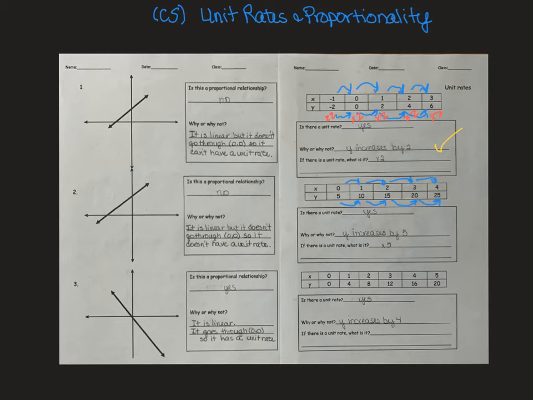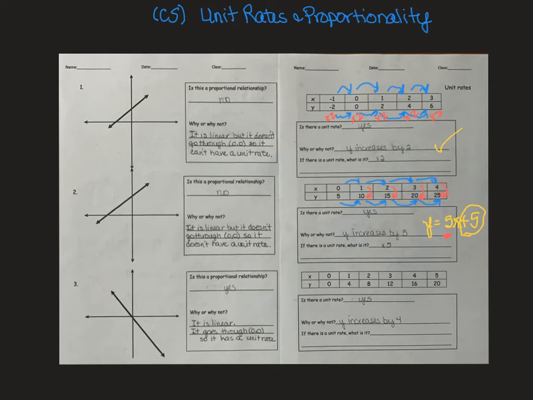There is a unit rate, but does it go through 0, 0? No, it does not. If I looked at the equation, it would be y equals 5x plus 5. And that plus 5 is a problem, because I'm not just multiplying each time, so I do not have a proportional relationship. The unit rate is actually 5. It will go up by 5.